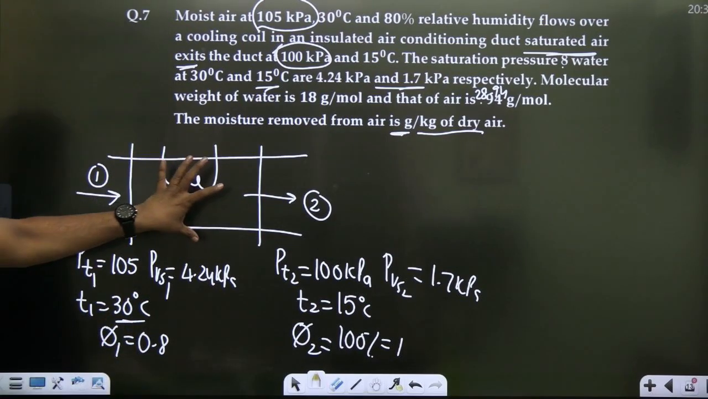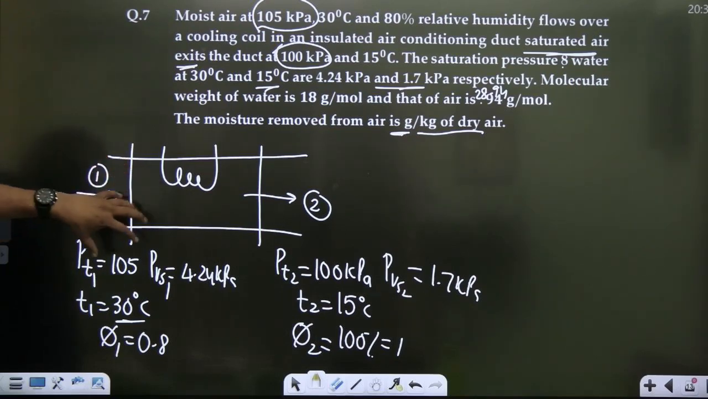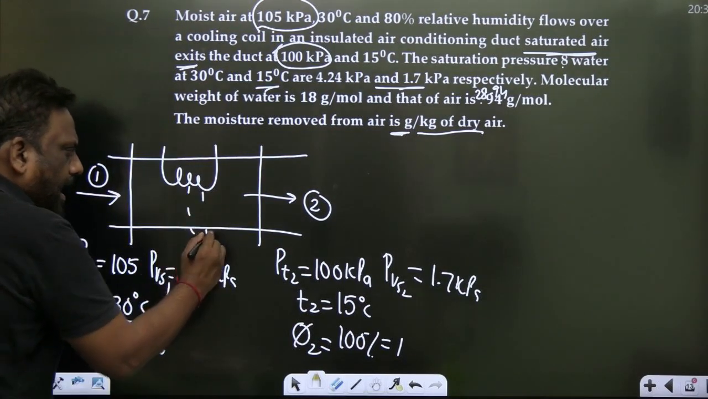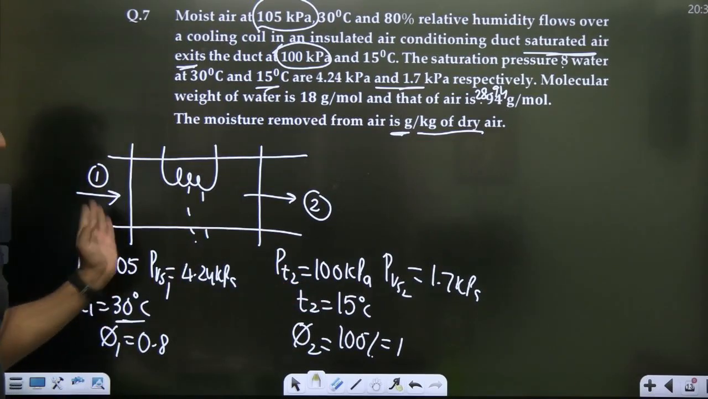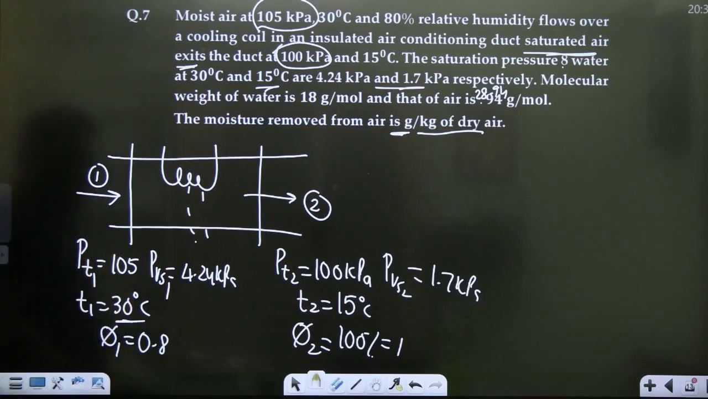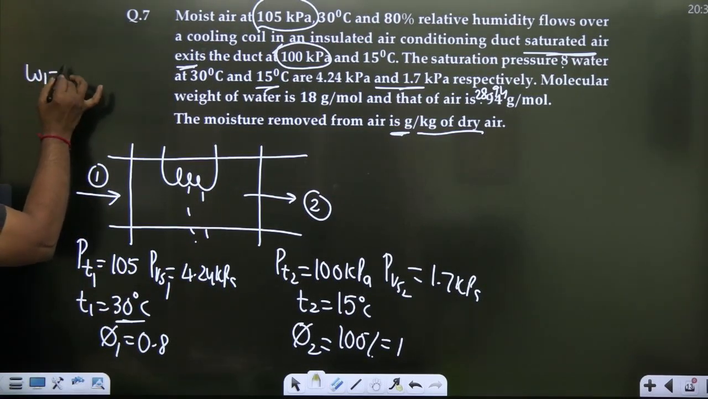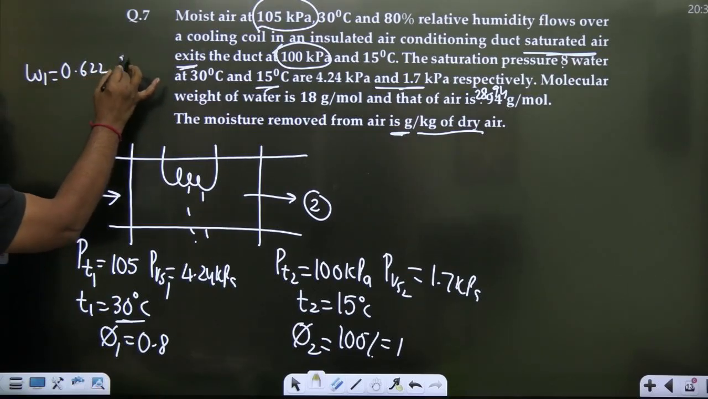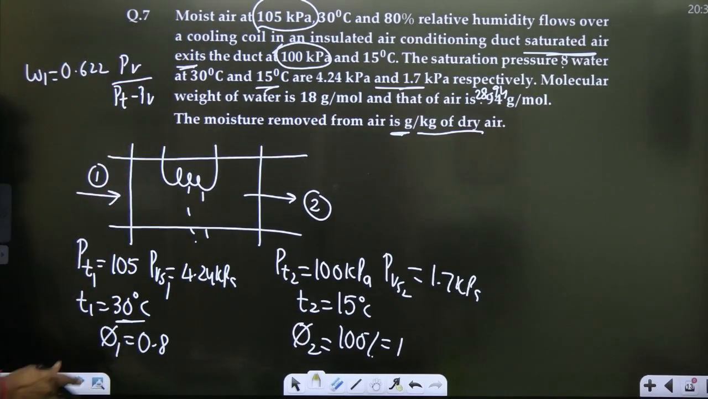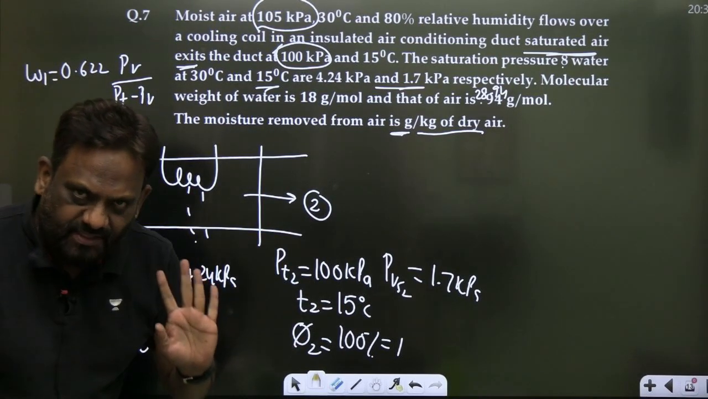It is a cooling and dehumidifying coil. Air with some moisture content is entering, it undergoes dehumidification and some moisture is removed, and you have some humidity at the exit. The difference of these two omegas gives the moisture removed. Let us calculate omega at section 1. It is 0.622 PV by P total minus PV, at section 1. Note carefully, section 1 total pressure is different from section 2 total pressure.